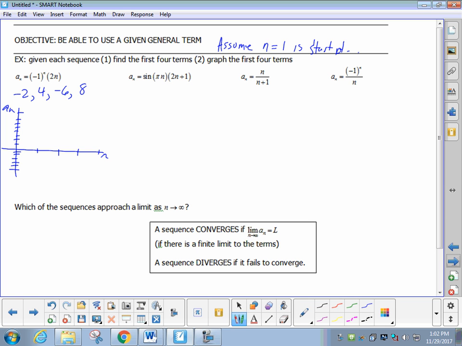So, when I say when n is 1, the term was -2, that means when n is 1, the term is -2. I put a point there. When n was 2, the outcome, or the second term, was +4. When n was 3, the outcome was -6. And when n was 4, +8.